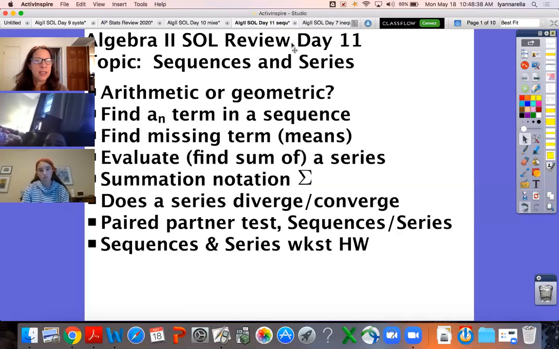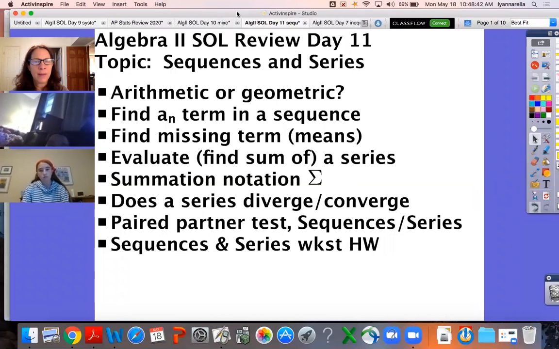Okay, so today is day 11, and we're doing sequences in series. You guys remember one of the very last things we did before we left for the school year was the sequences in series. It was either arithmetic or geometric, and we have to find the a sub nth term, like find the 12th term or the 22nd term in any sequence, which is just a list of numbers that follows a pattern. Either you're adding something or you're multiplying by something.